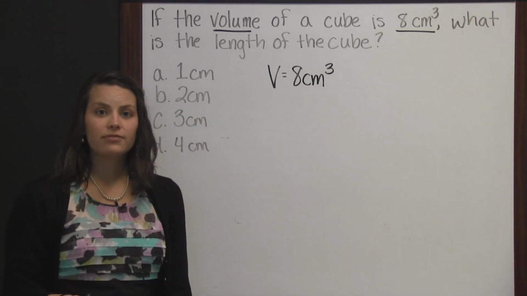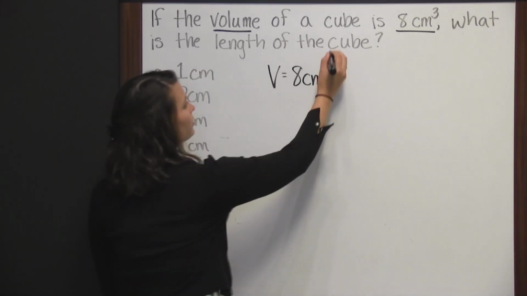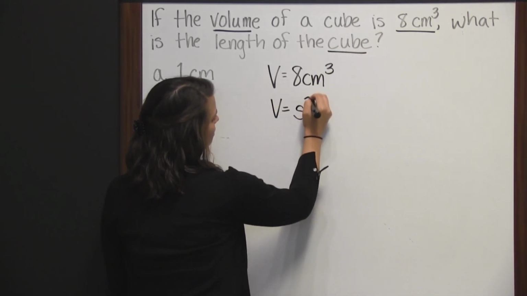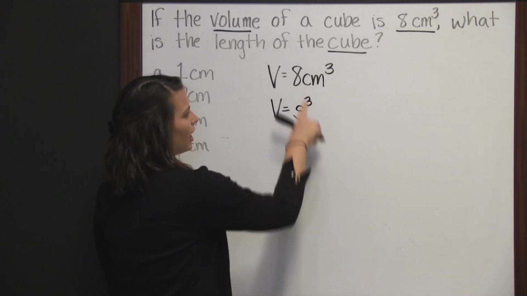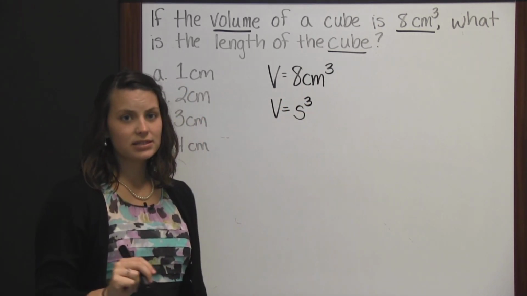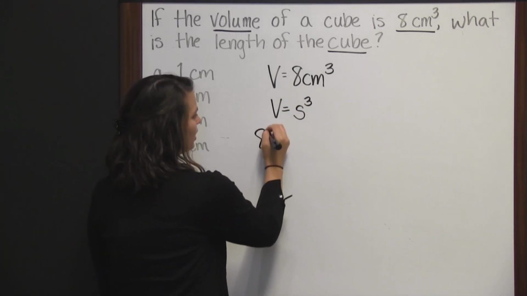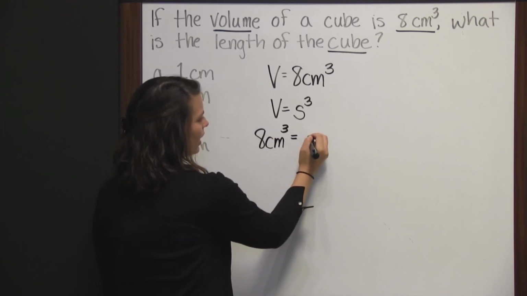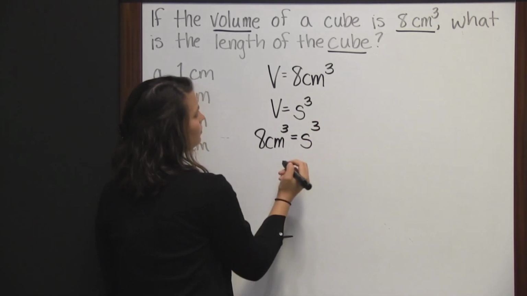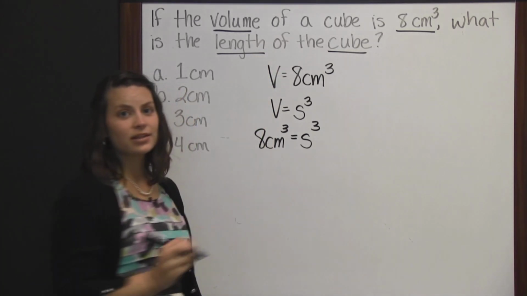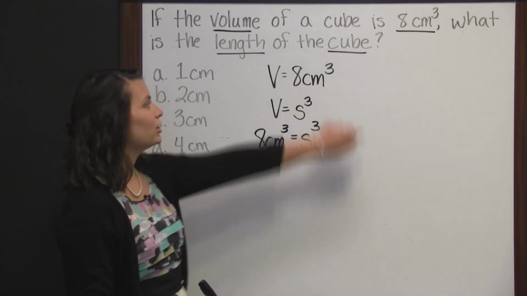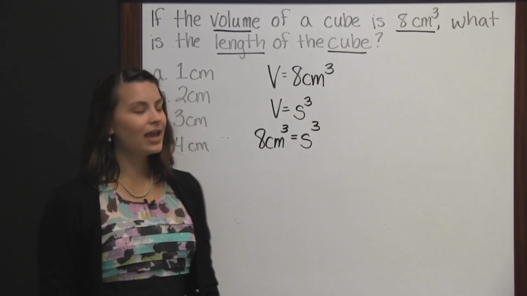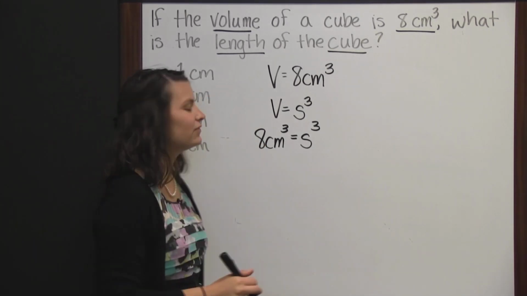The formula for volume of a cube is side cubed. And we know what the volume is, so substitute 8 centimeters cubed for volume. So that equals the side cubed, or the length cubed. Since it's a cube, all of the dimensions are the same. So if they ask for length, we can find that.